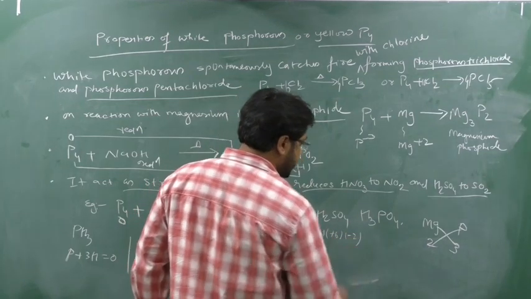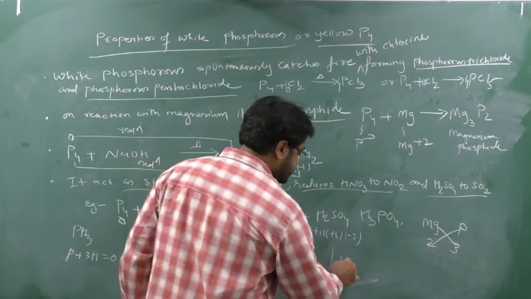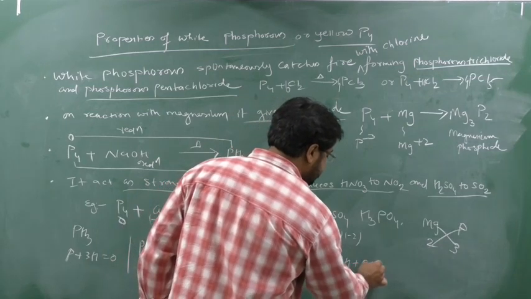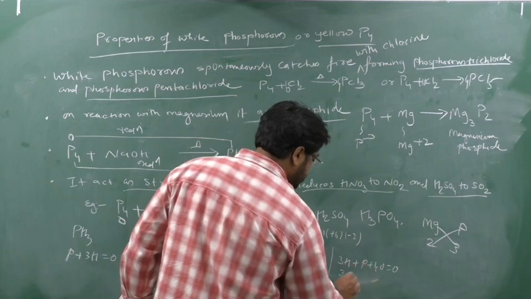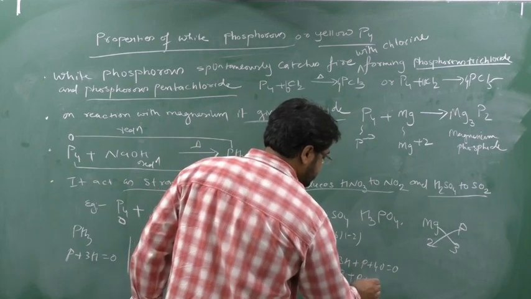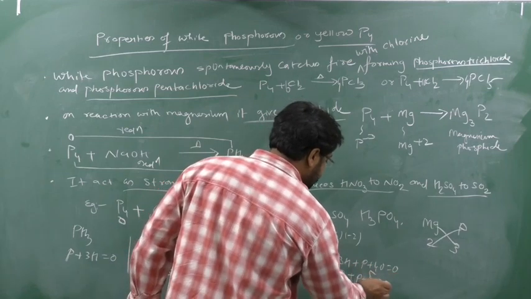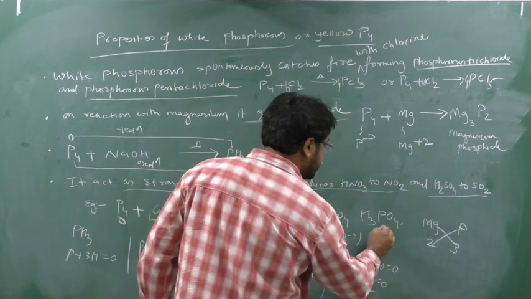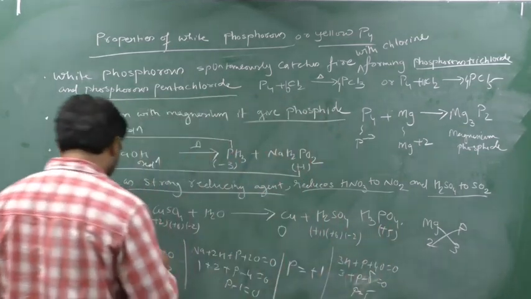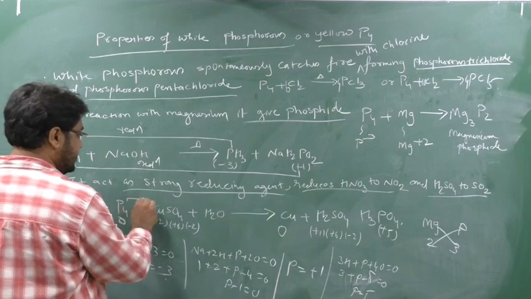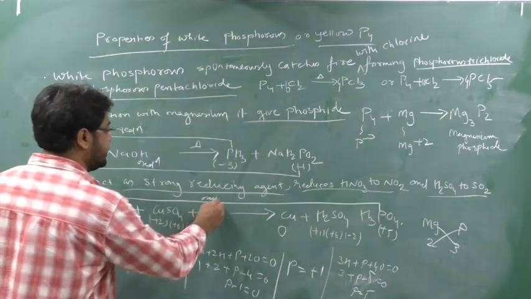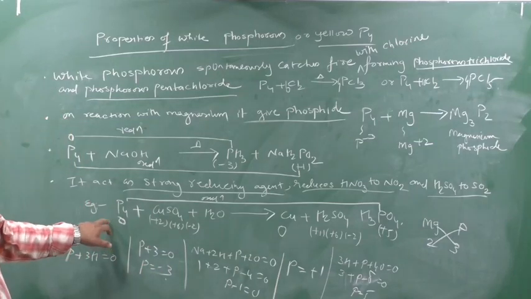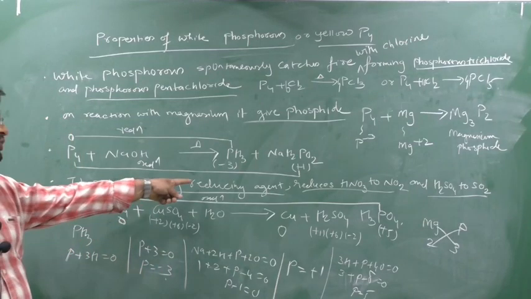O is minus 2. In H3PO4 if you calculate, 3H plus P plus 4O equal to 0. Hydrogen is plus 1, so 3 ones are 3, plus P, and 4 times minus 2 is minus 8. So equal to 0, P will be equal to 5. So here P is plus 5. Clear this part? Here phosphorus is 0, but in H3PO4 phosphorus is plus 5. So 0 to 5 is oxidation, so here phosphorus is doing oxidation, which means phosphorus is acting as a reducing agent.